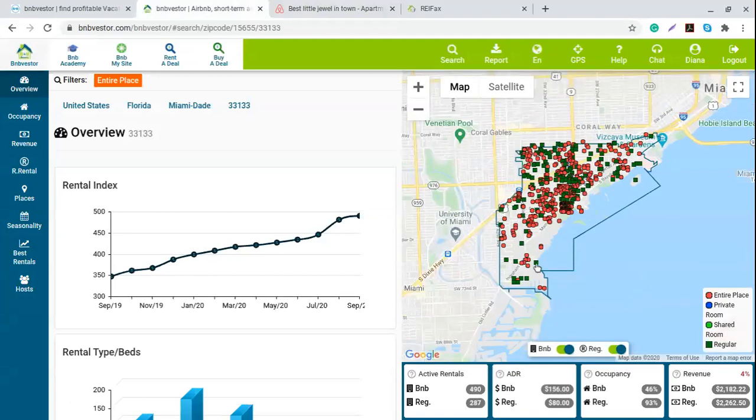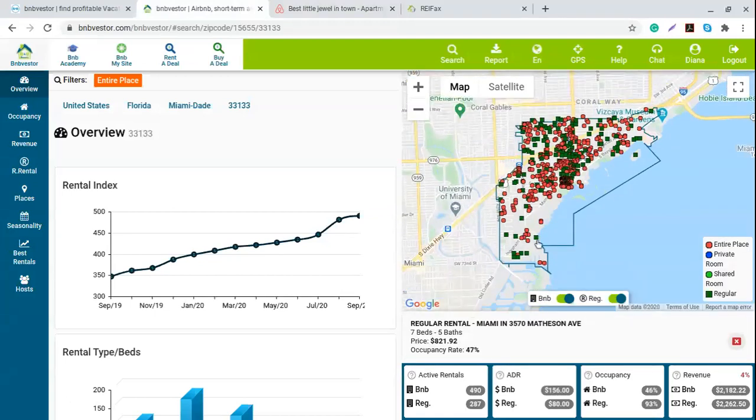You can also see the same thing with the green ones, okay? This is a regular rental in Miami, and by clicking on the green ones is where you can see the addresses, okay? Because these are properties that we have from REIFax, rent on REIFax, that we have the entire public record information, so you can find the address, you can see how many bedrooms and bathrooms, you can see the price, okay? The occupancy rate that this property maintains. Any questions, guys? Let me know.